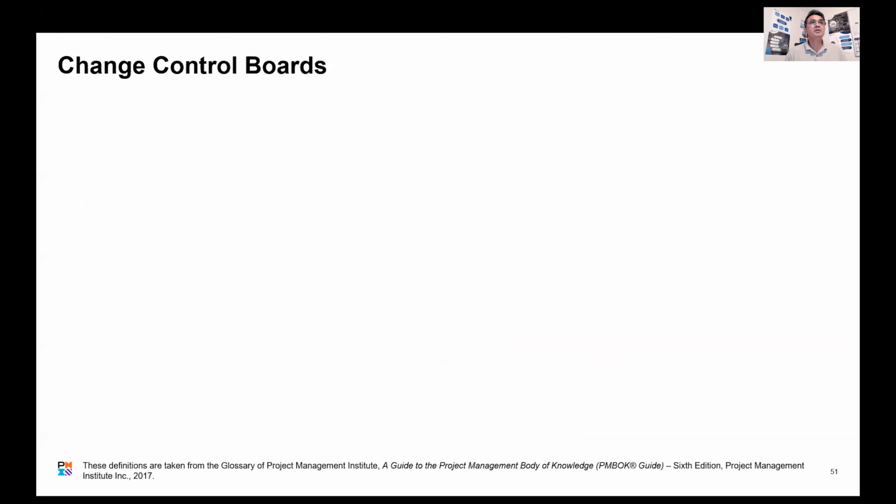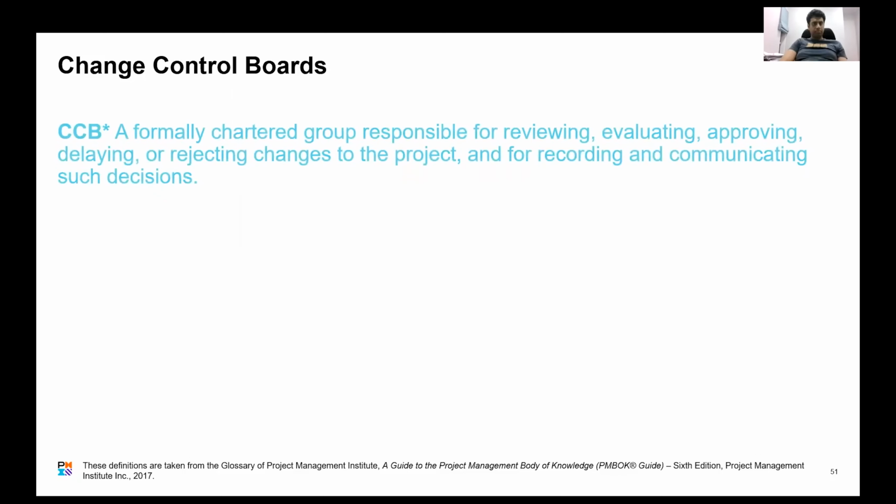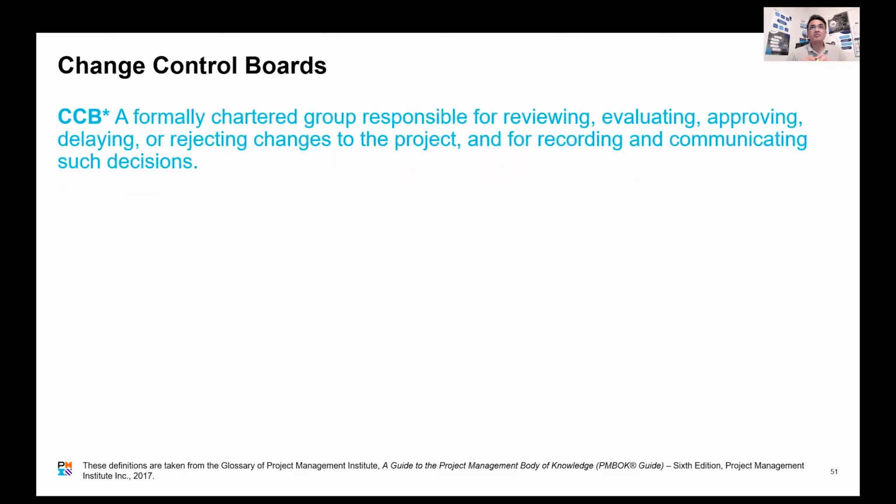What is a change control board, guys? Please help me. A board that regulates the changes, I would say. Approves them. Right. It's a formally chartered group of professionals for reviewing, evaluating, approving, delaying, or rejecting changes to the project, and for recording and communicating such decisions. But that's fine, you're right. I just wanted to make sure.